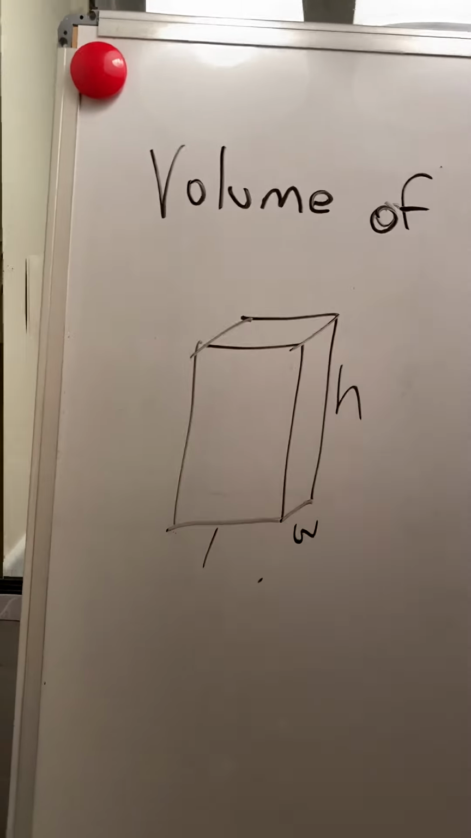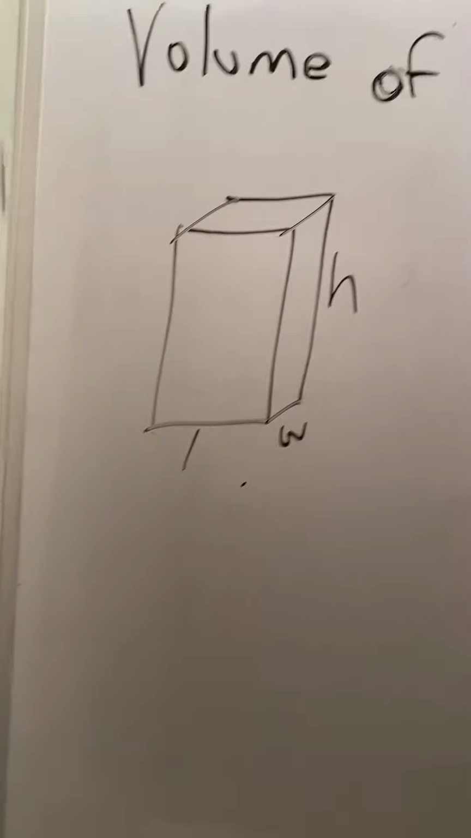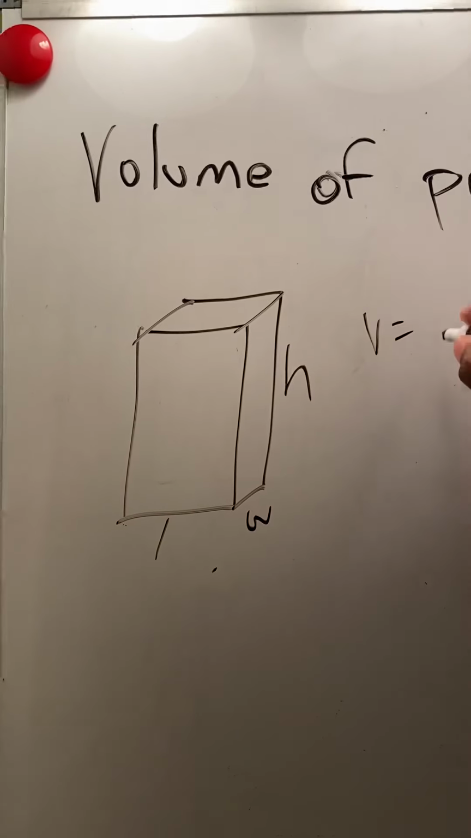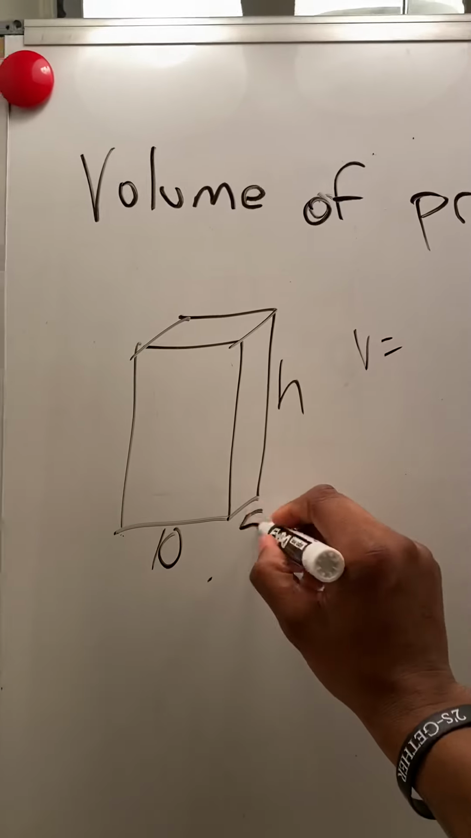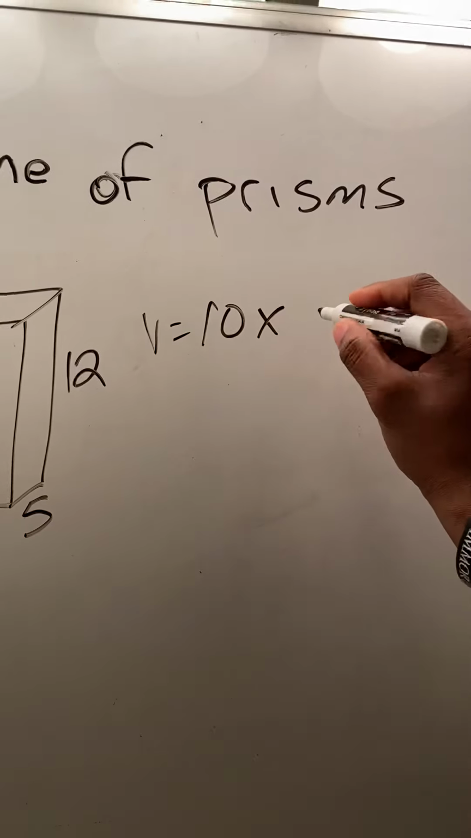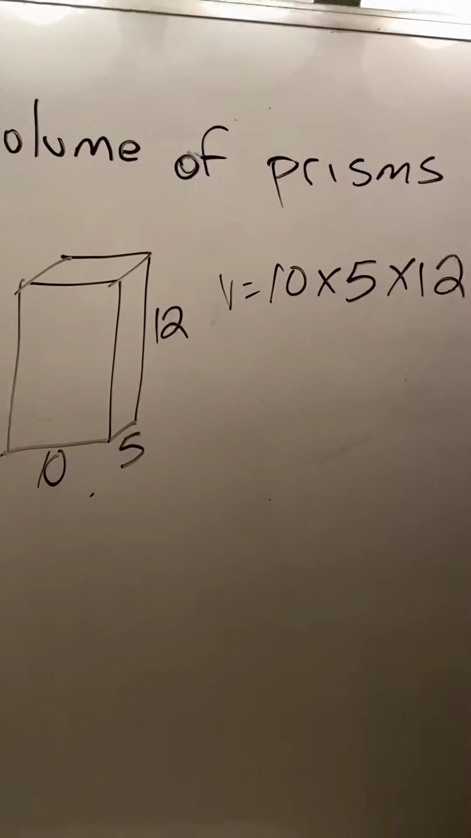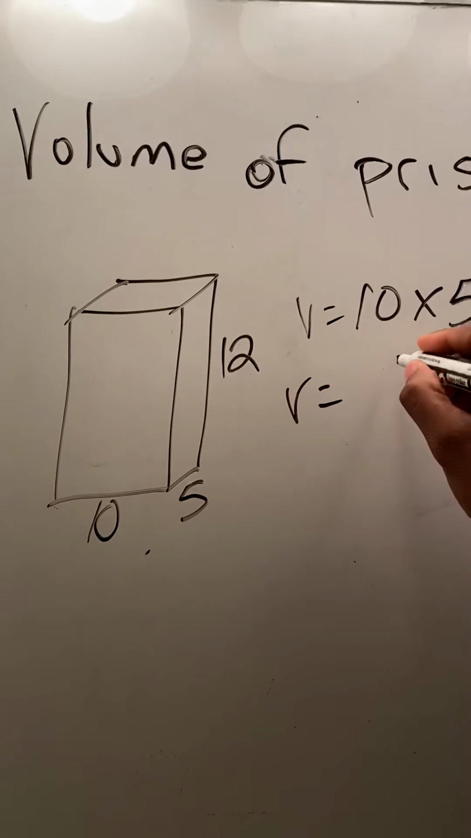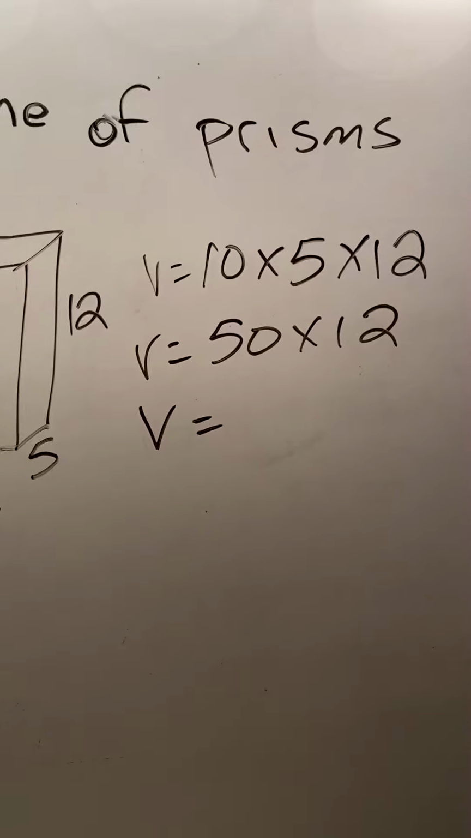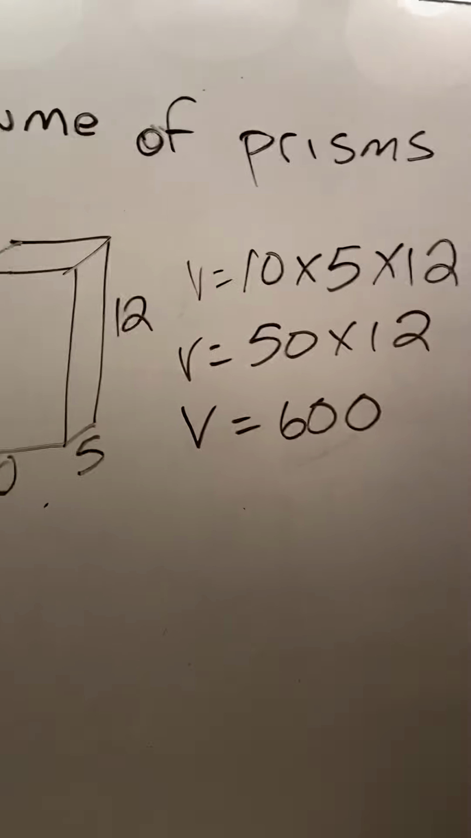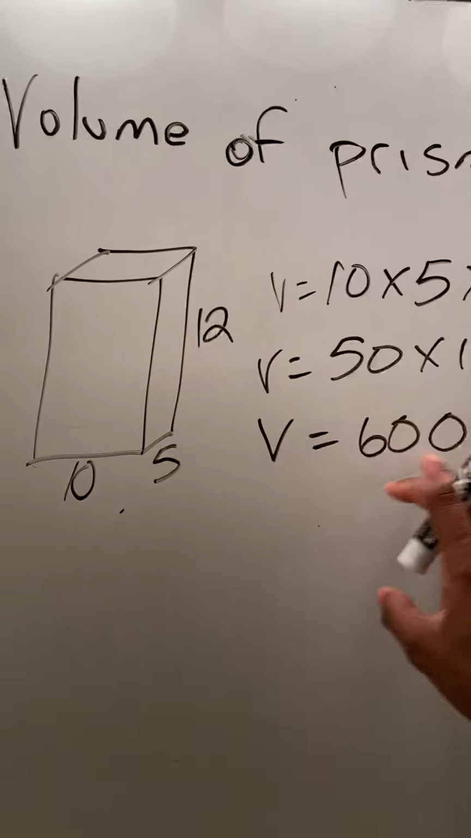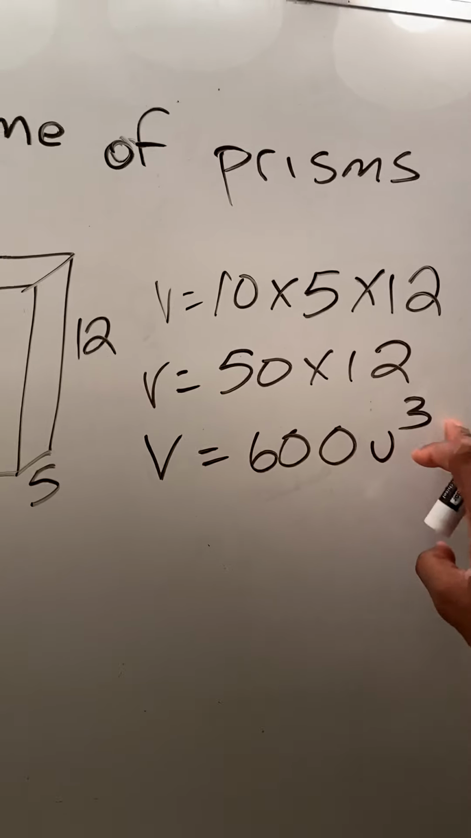Length, width, height. So again, volume is equal to length times width times height. So that's all you do. So if I said this was 10, this was 5, and this was 12, you just multiply it all together. 10 times 5 times 12. Volume is 50 times 12, which gives you 600. 600 units cubed. Because there's no unit on it like inches, centimeters, or meters, the unit is unknown, to the third power.